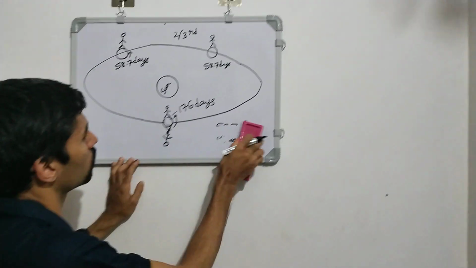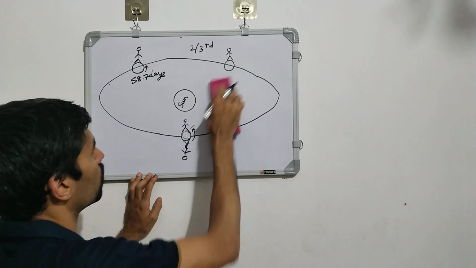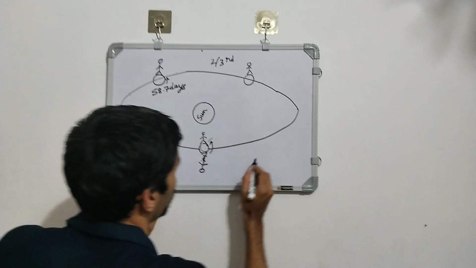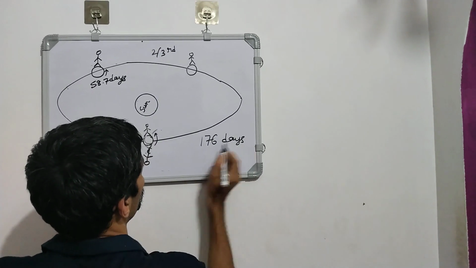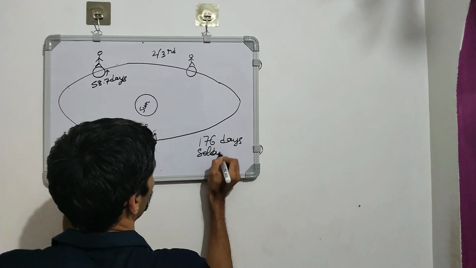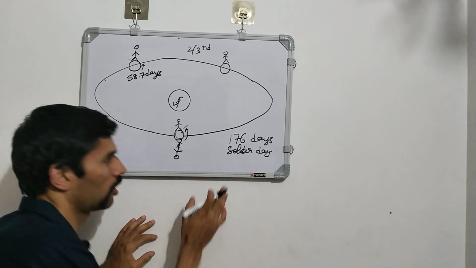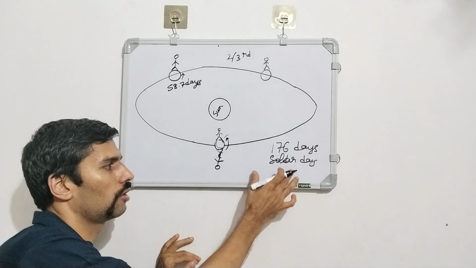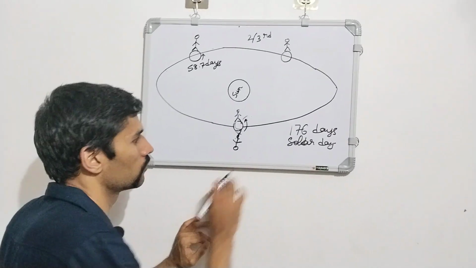This is the curious case of this planet, and no other planet in our solar system has this peculiar thing. Its year is shorter than its day. 176 Earth days is the one solar day of Mercury, whereas its 1 year is just 88 days. So 1 day of Mercury is equal to 2 years of Mercury.